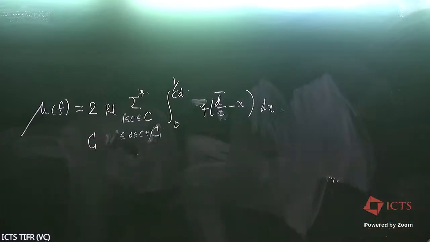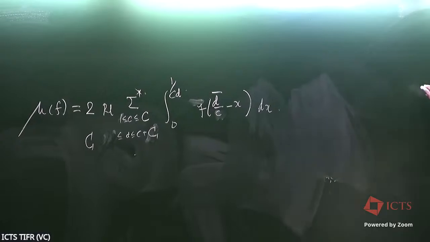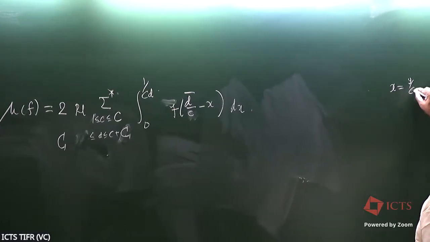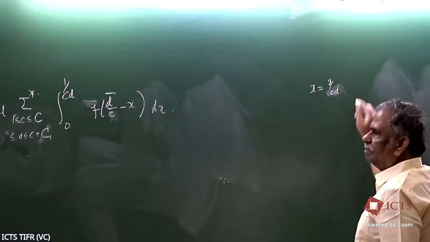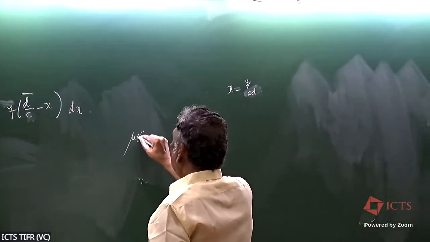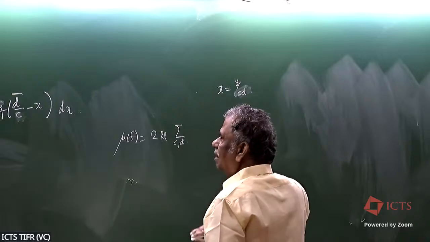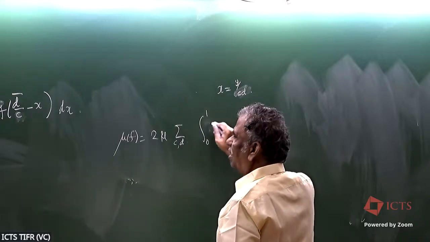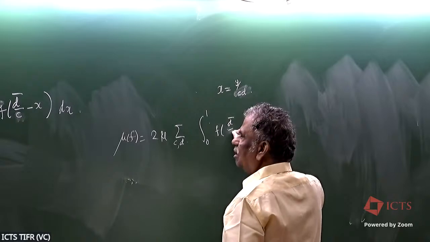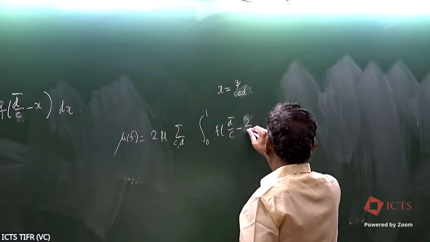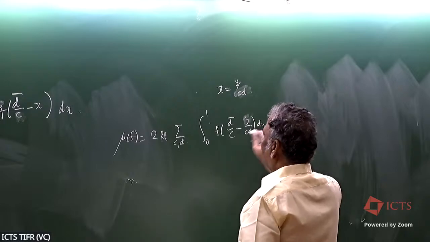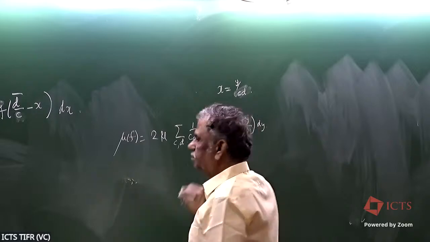Now I have to derive what Munshi called the Kloosterman identity. Therefore, let me do the Kloosterman identity. First of all, in this particular thing, I make the change of variable x equal to y over cd. That gives you mu of f equal to 2 times the real part of summation over little c and little d. I won't write that. And then you will get 0 to 1, and then f of d bar by c minus y over cd dy. And there will be a 1 over cd floating around.